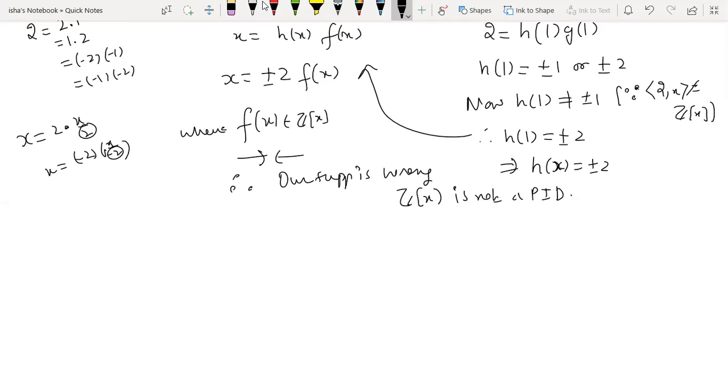Right. So next time we'll come with more examples of PID and UFD, and more definitions of the third kind of domain. We are left with one more kind of domain, which is the Euclidean domain. So we'll take up that in the next lecture. That's all for today.